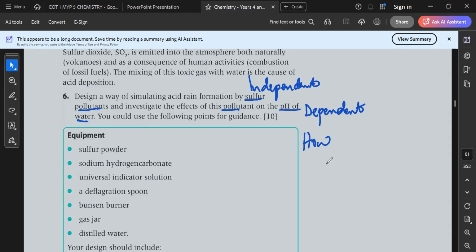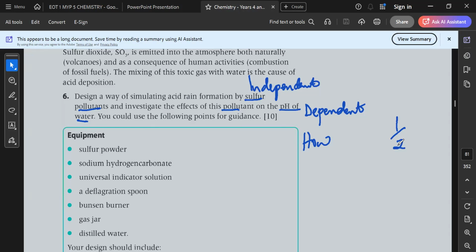Now, depending on the year, if you mentioned one variable well, if the variables are there but not well written, you get 1 mark out of 2. But why do you want that? Make sure you get them very well. How does sulfur pollutants affect the pH of water? Full stop. Question mark, I mean. And you're good to go. That's called a research question.